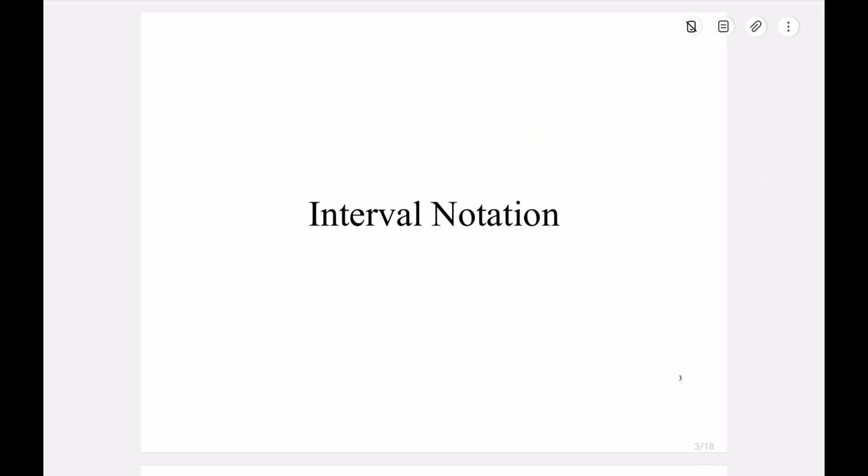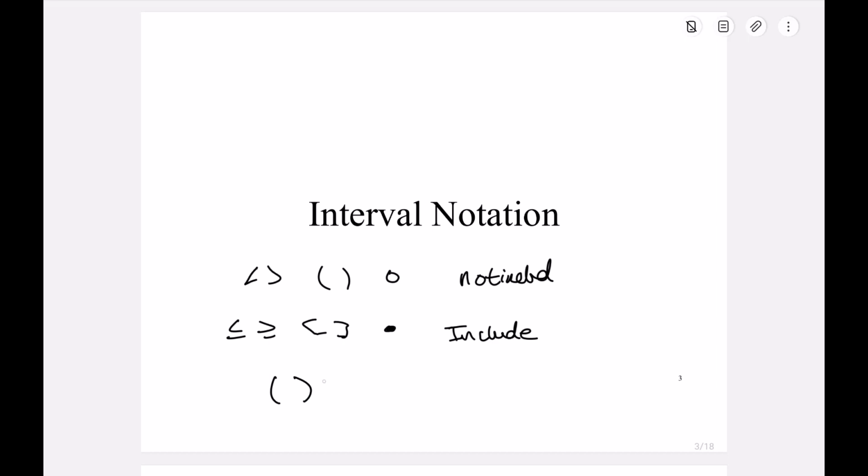So first, we're going to look at interval notation, and for interval notation, we have the less than and greater than, and then we have parentheses or an open circle, which would mean that we are not included on our number line or in our graph. And then we have less than or equal to, greater than or equal to, or brackets, or a closed circle, and we would know that that is included. And then anytime you use the negative infinity or positive infinity, you want to make sure that's always in parentheses.